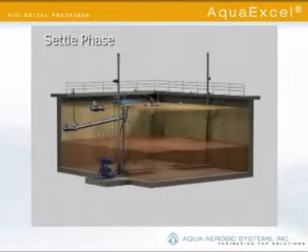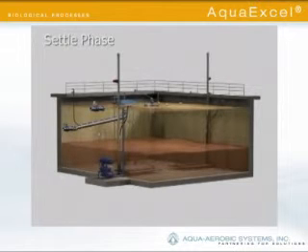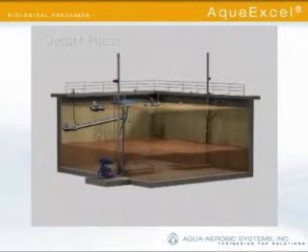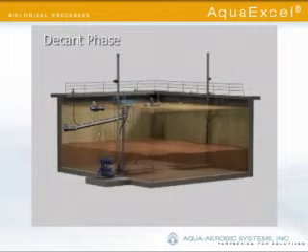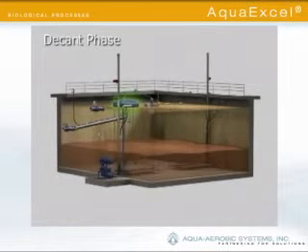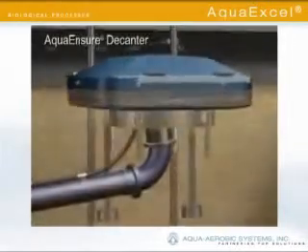The 5th and final step in the treatment cycle is the decant phase. At this point, the clarified water must be removed from the reactor equally to the same volume that entered during the filling phases. Throughout the decant phase, influent flow is not allowed to enter the reactor and the aeration and mixing equipment remain off. The latest in decanting technologies is provided with the AquaEnsure effluent decanter.